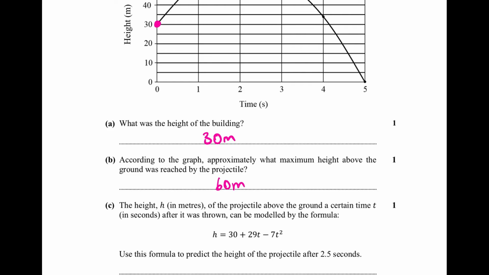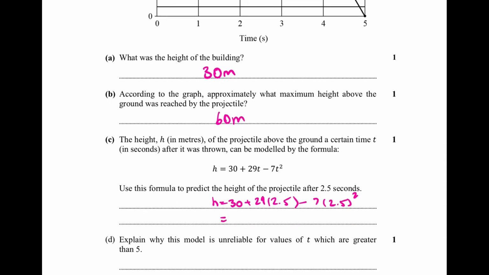Well, let's just plug that in. We get height is equal to 30 plus 29 times 2.5 minus 7 times 2.5 squared. Plug that all in and you get 58.75 meters. Part D, explain why this model is unreliable for values of t which are greater than 5.